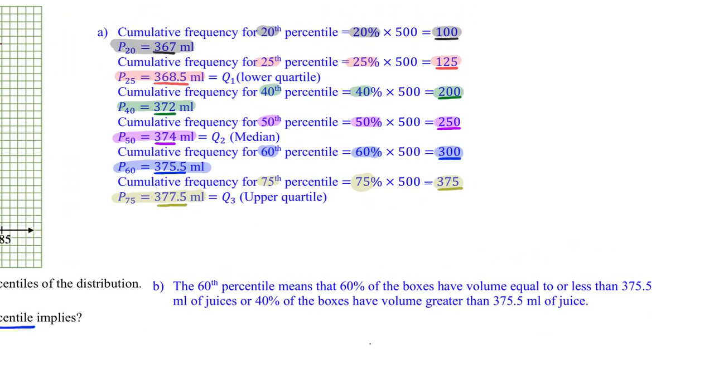So this 375.5 ml of the juices for this 60%, it means 60% of these boxes, in this case is volume, equal to or less than. Or another way to look at it would be 40% of the boxes, the volume is greater than 375.5 ml.